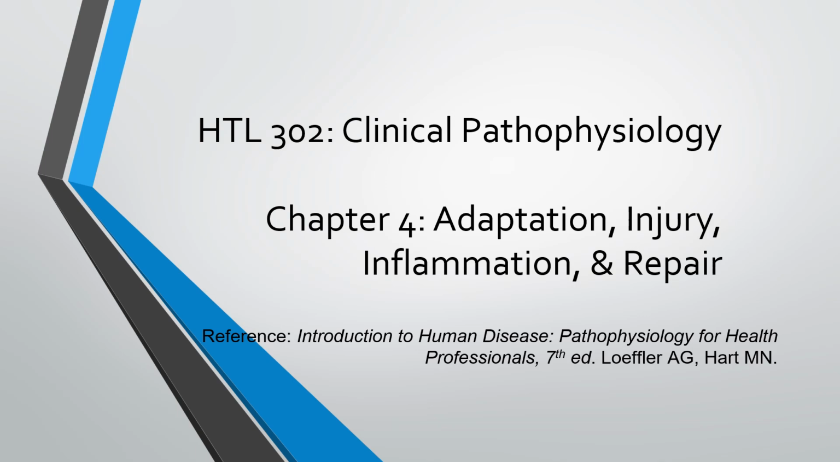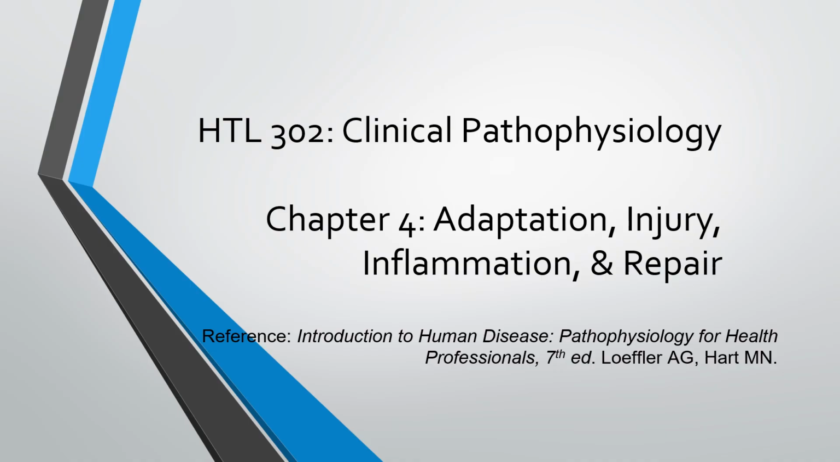Today we're diving into Chapter 4, Adaptation, Injury, Inflammation, and Repair, which is essentially the story of what tissues do when life happens to them. This chapter is one of those foundational ones. Everything we talk about later in disease processes, ischemia, necrosis, inflammation, fibrosis, all traces back here. Think of this as the origin story for pathology.